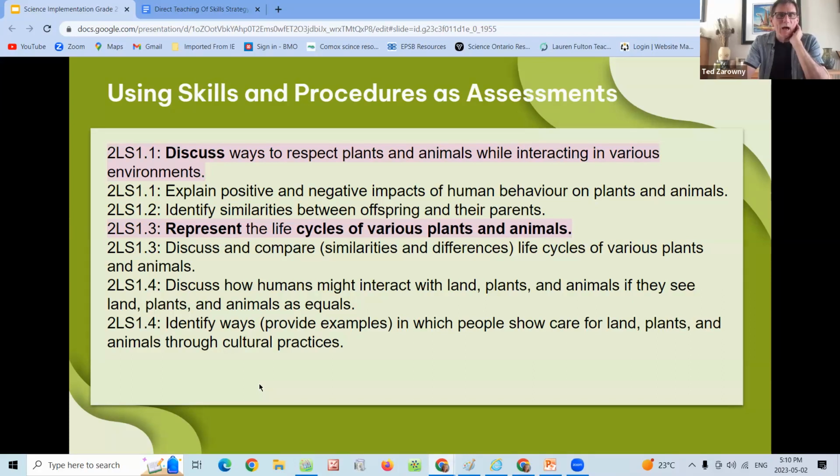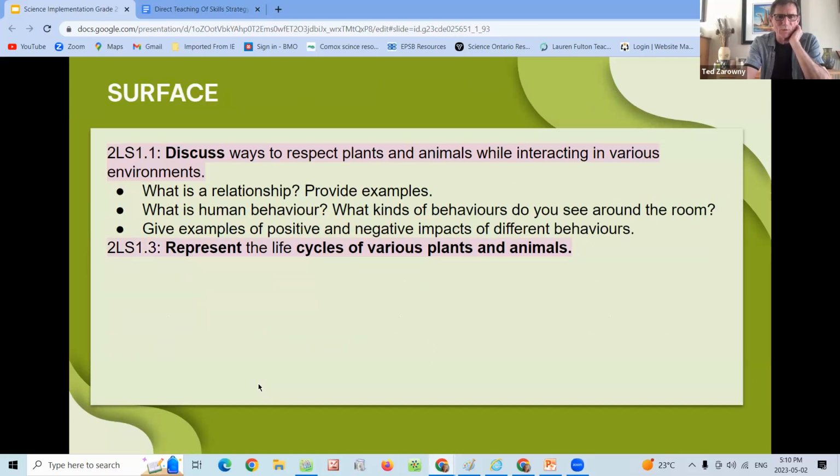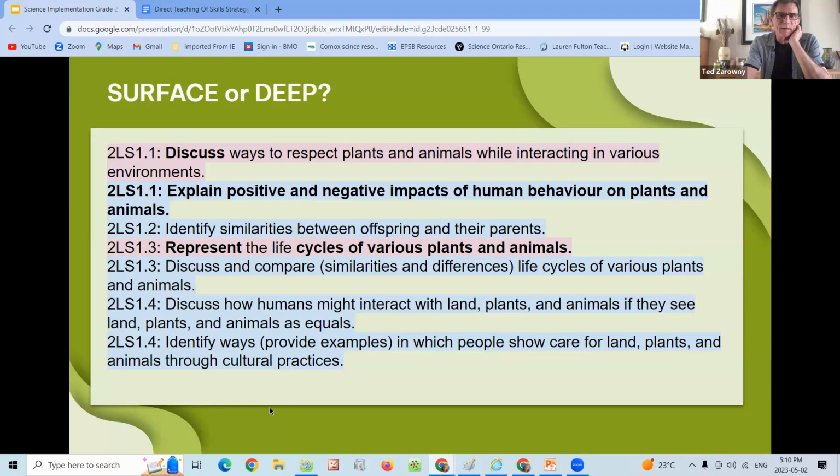I did it again. I know it's getting late, so I want to be quick with this. If you can go to the next slide, and maybe one more after that. These again are the skills and procedure statements in the curriculum. These can be used for assessment if you want.